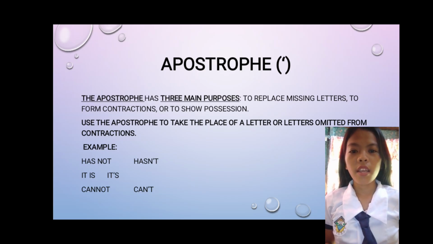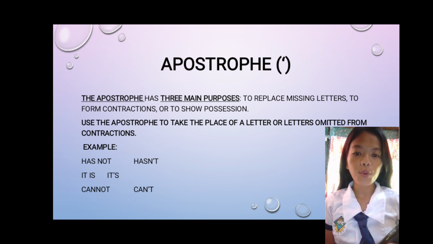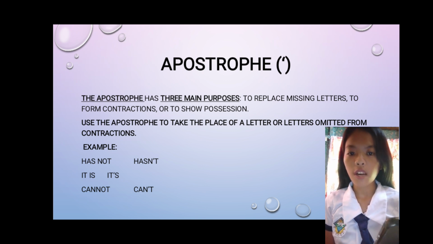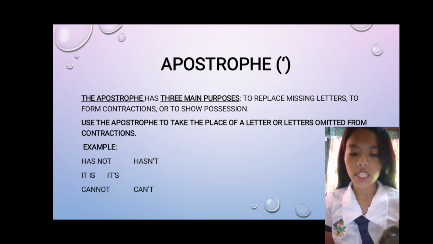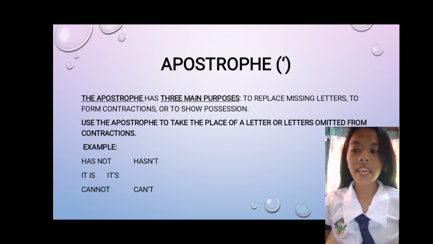Okay, so in this part, we will discuss some punctuation marks. The first one is apostrophe. The apostrophe has three main purposes: to replace missing letters, to form contractions, or to show possession. Use the apostrophe to take the place of a letter or letters omitted from the contractions. Example: has not, hasn't, it is, it's, cannot, can't.